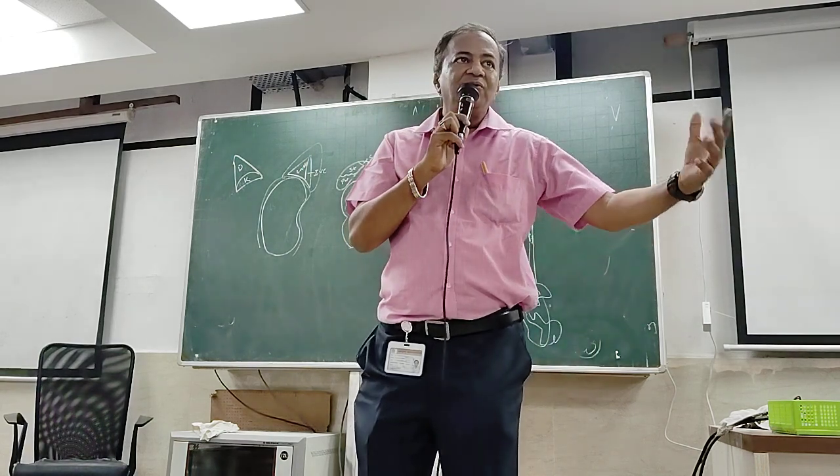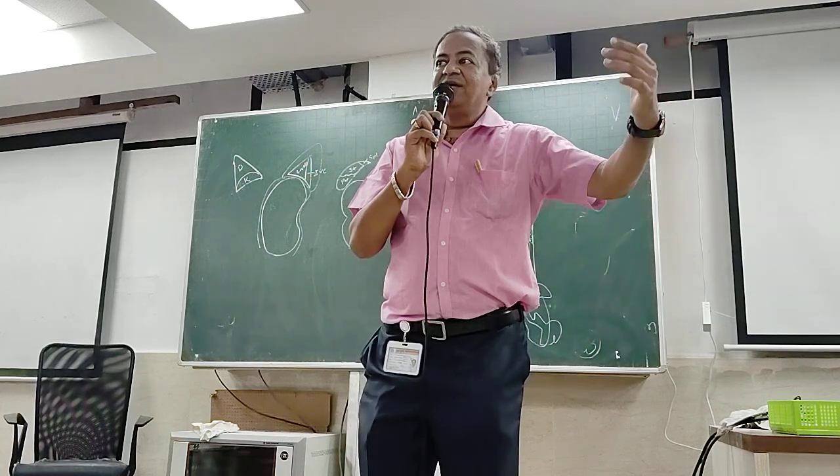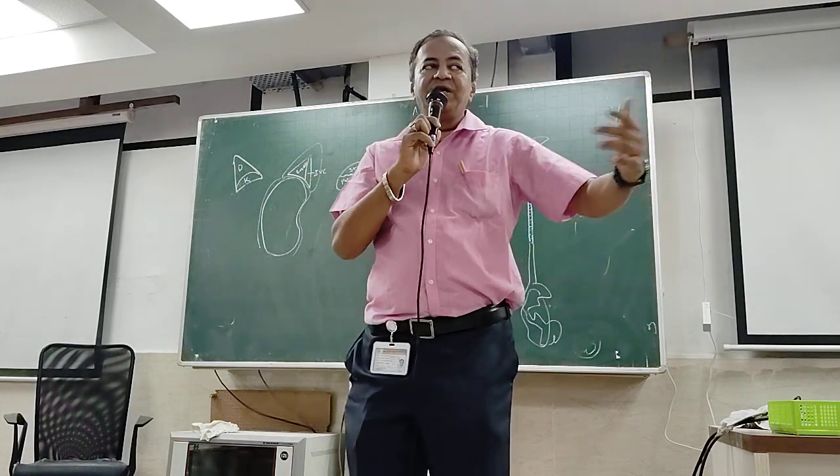Development I have already told you. Cortex is from mesoderm. Medulla is from neural crest cells. That's all about suprarenal. Thank you so much.